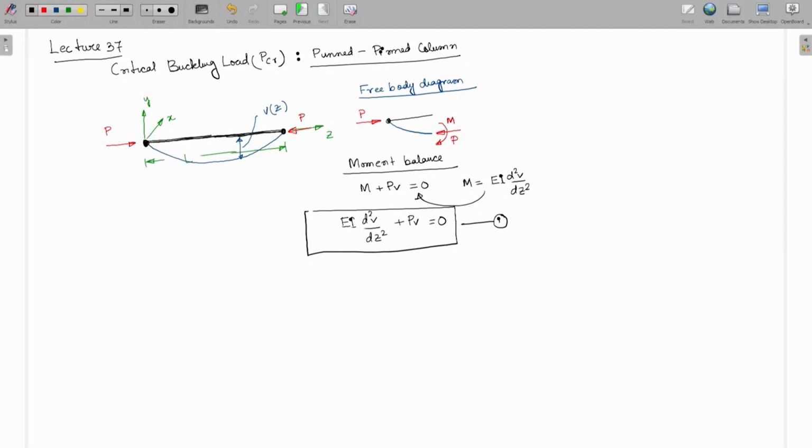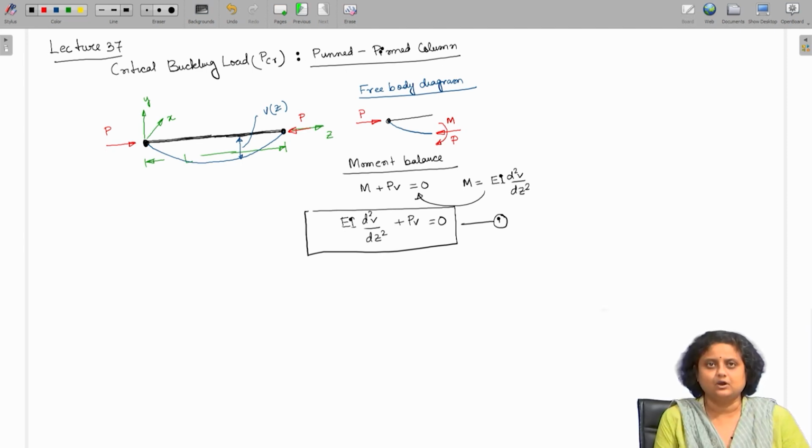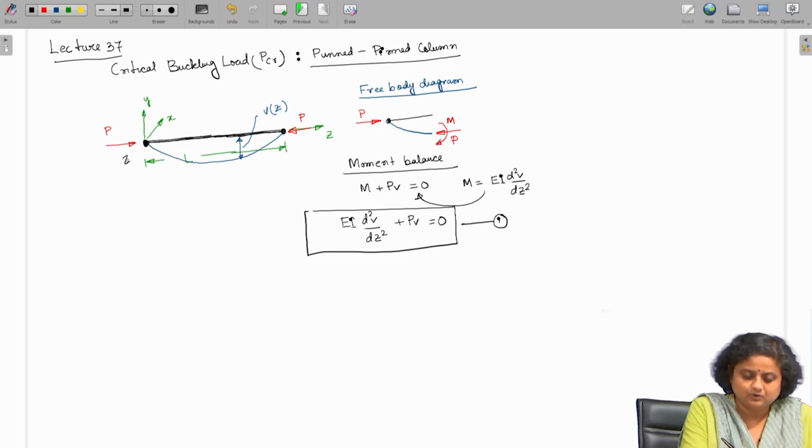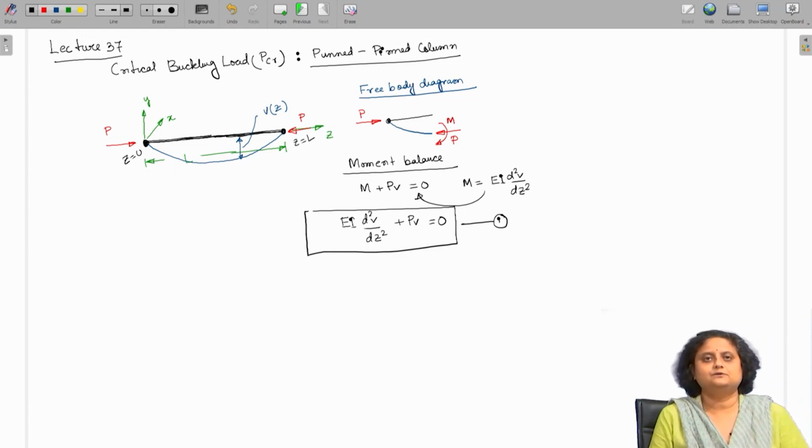Hello, in this lecture, that is lecture 37, we will be continuing the topic that we were discussing in the last lecture, that is lecture 36. So, in the last lecture, we started to try to find out the critical buckling load, that is P critical, for a pin column. Now, we have taken a column of length L, which is pinned at the two ends at z equals to 0 and at z equals to L. Two axial compressive loads P are applied at the two ends.